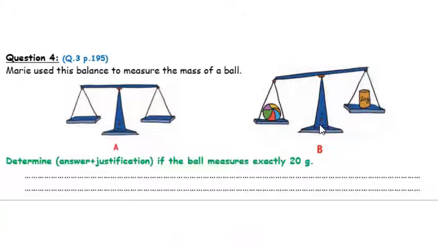What do you think? Is the ball mass 20 grams? More than 20 grams or less than 20 grams? What do you think? Is the ball heavier than the 20 grams weight? Perfect, good job. You did good. So, if we take a look on the pan balance B, we can clearly see that the ball is heavier than the 20 grams weight. This means that the ball measures more than 20 grams.